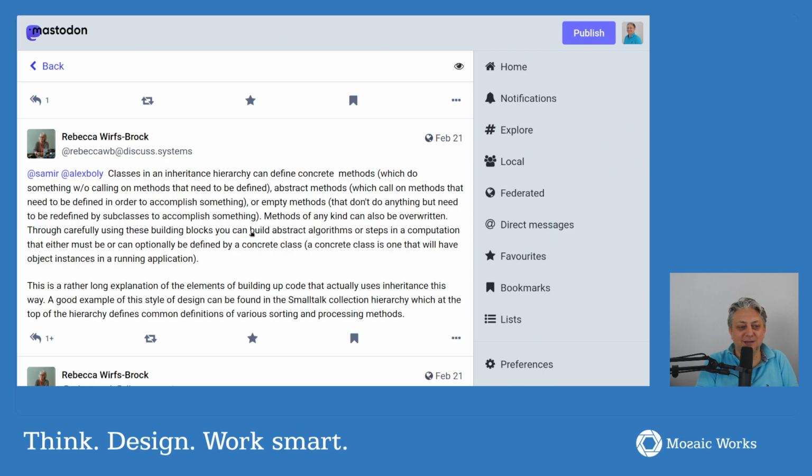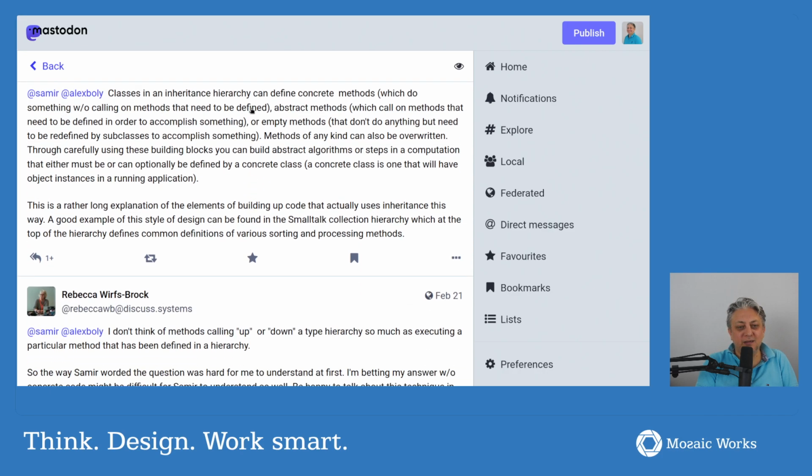And let's see. Classes in an inheritance hierarchy can define concrete methods, abstract methods, or empty methods. Methods of any kind can also be overwritten. Through carefully using these building blocks, you can build abstract algorithms or steps in a computation that either must be or can optionally be defined by a concrete class.